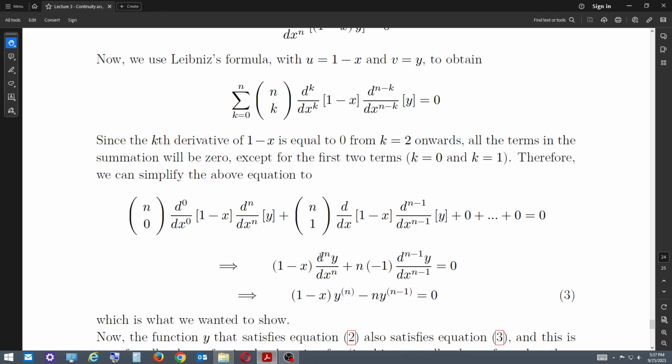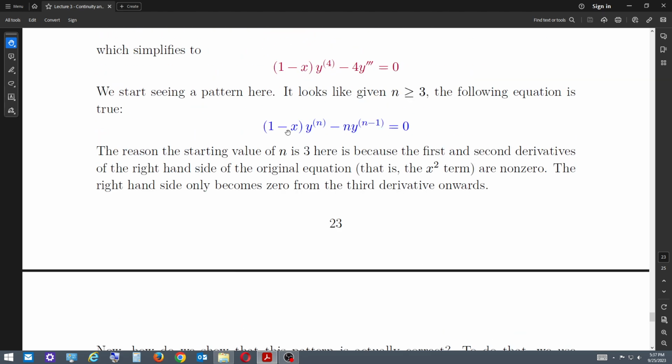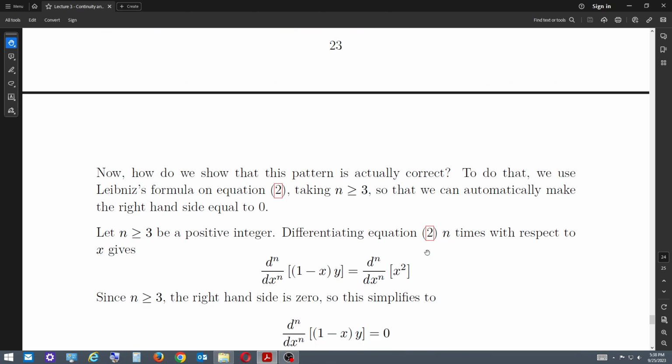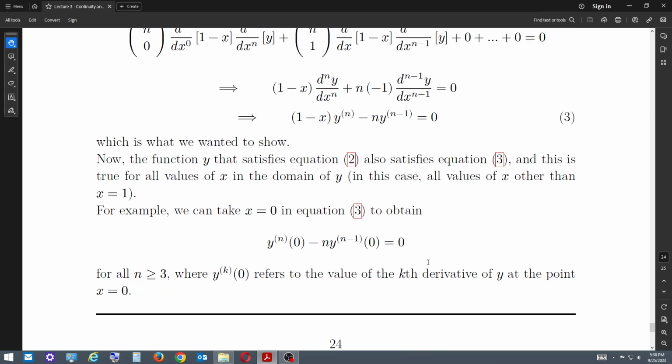Now I could leave it in this notation, but this is a lot to write if you're going to be writing it a lot. So it's much nicer to use this notation. I like to use this sometimes: the nth derivative of y and the n minus 1 derivative of y. Notice the brackets. You have to use the brackets here if you're using this notation. And this is the equation that we had suspected was true up here. So now we have formally proved it using Leibniz's formula.